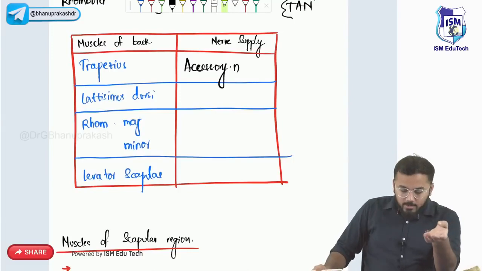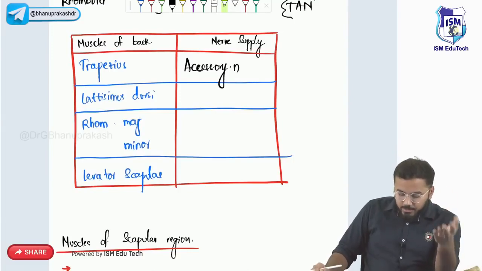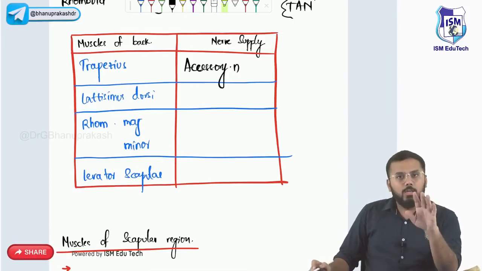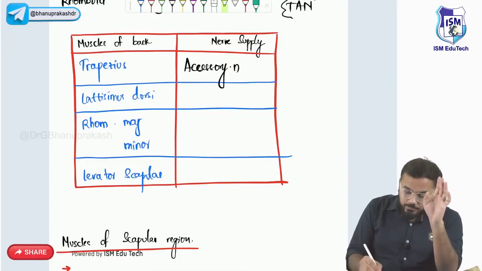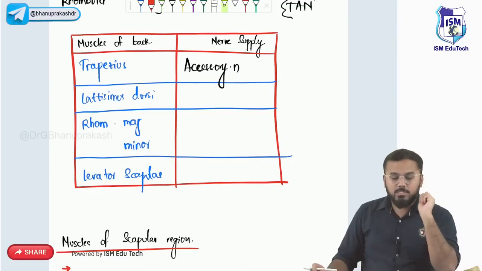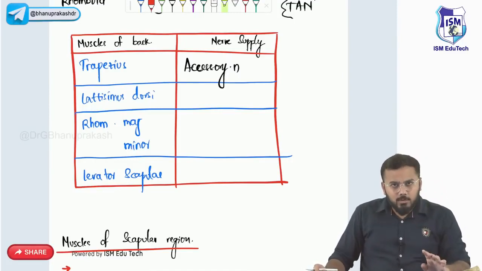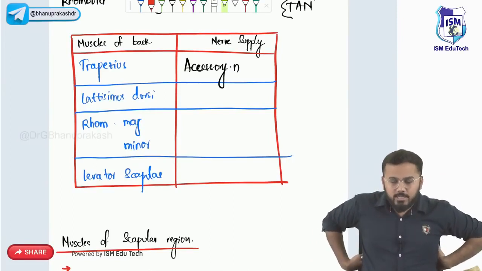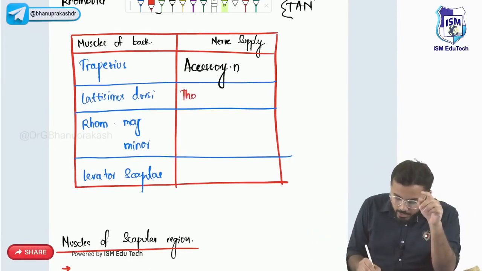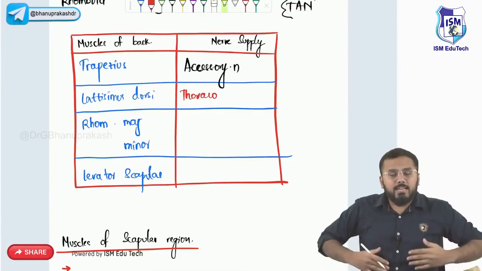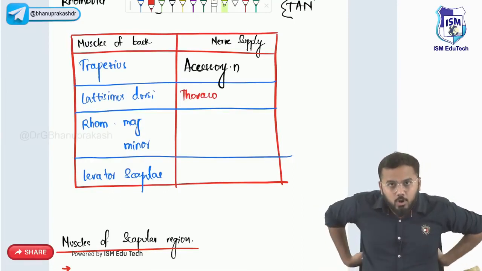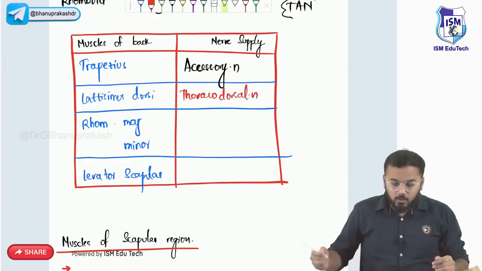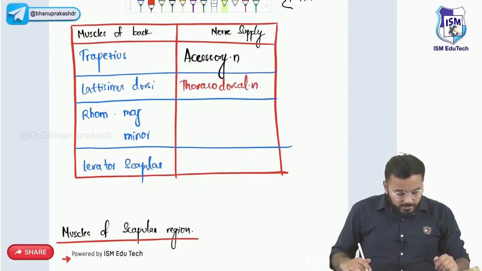Sir, how to remember latissimus dorsi, rhomboid major, minor and levator scapulae? Very, very easy. Just follow what I am teaching you. Where is the latissimus dorsi located? In the thoracic region, on the back. So the nerve is thoraco. And is it on the ventral side or the dorsal side? It is on the dorsal side, on the back. Thoracodorsal nerve.